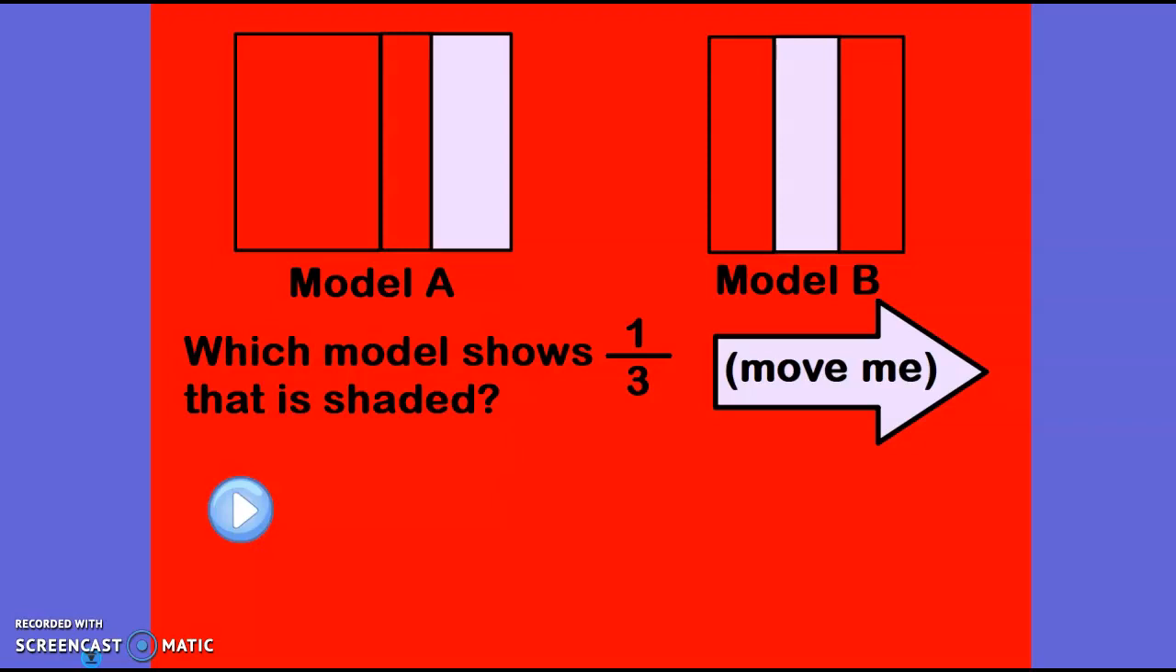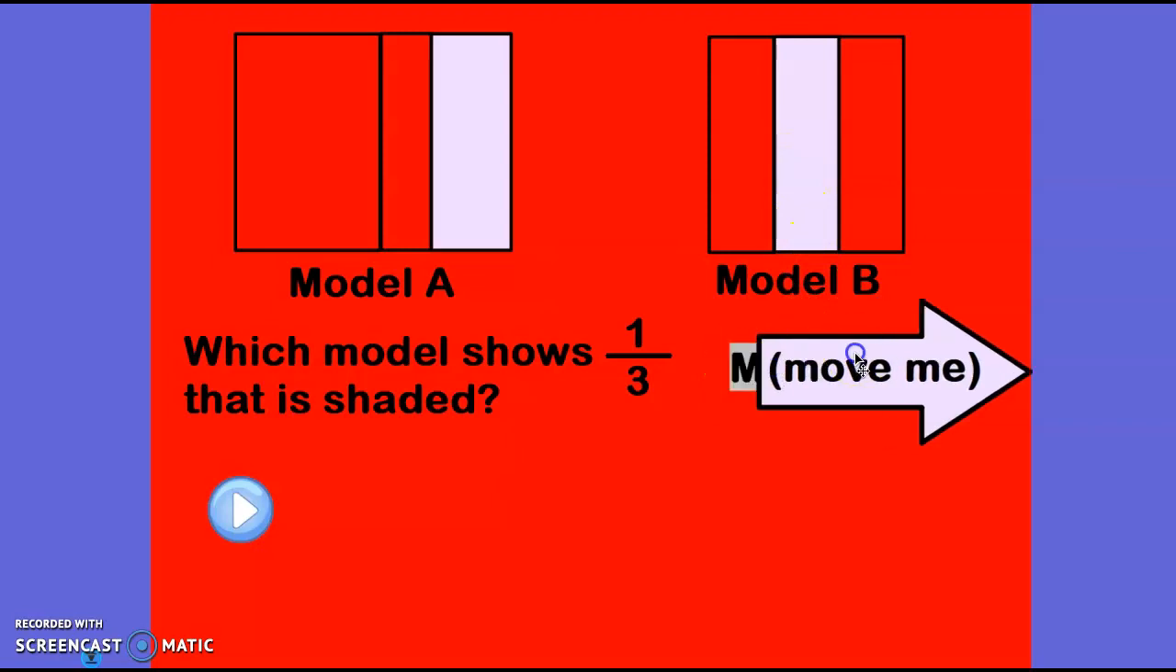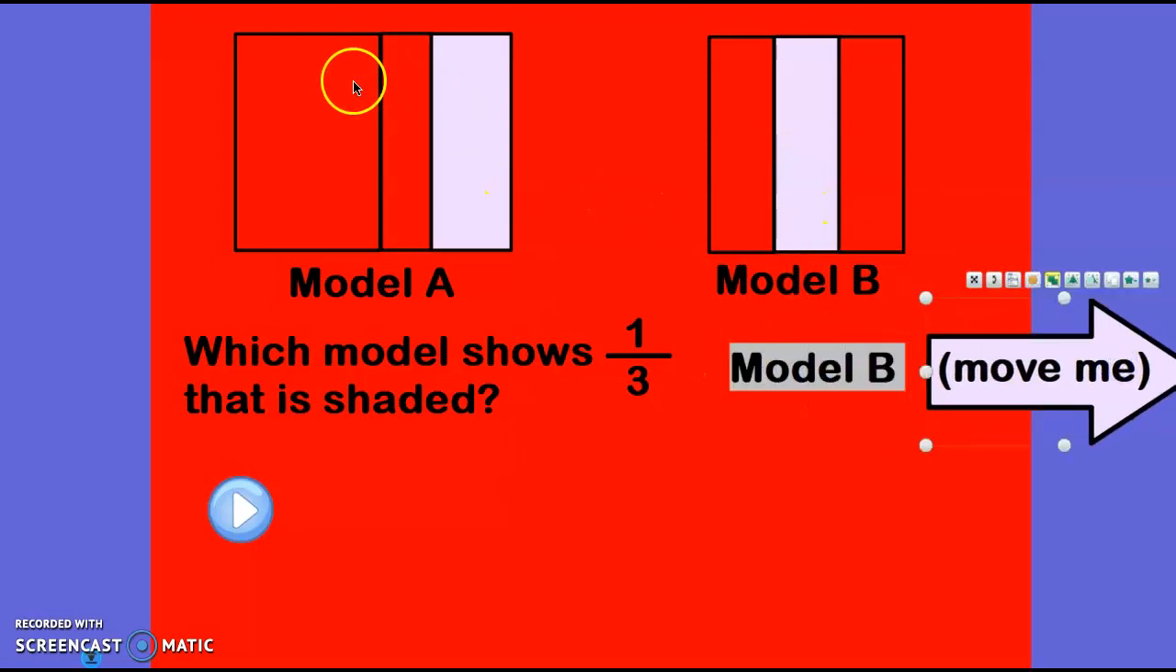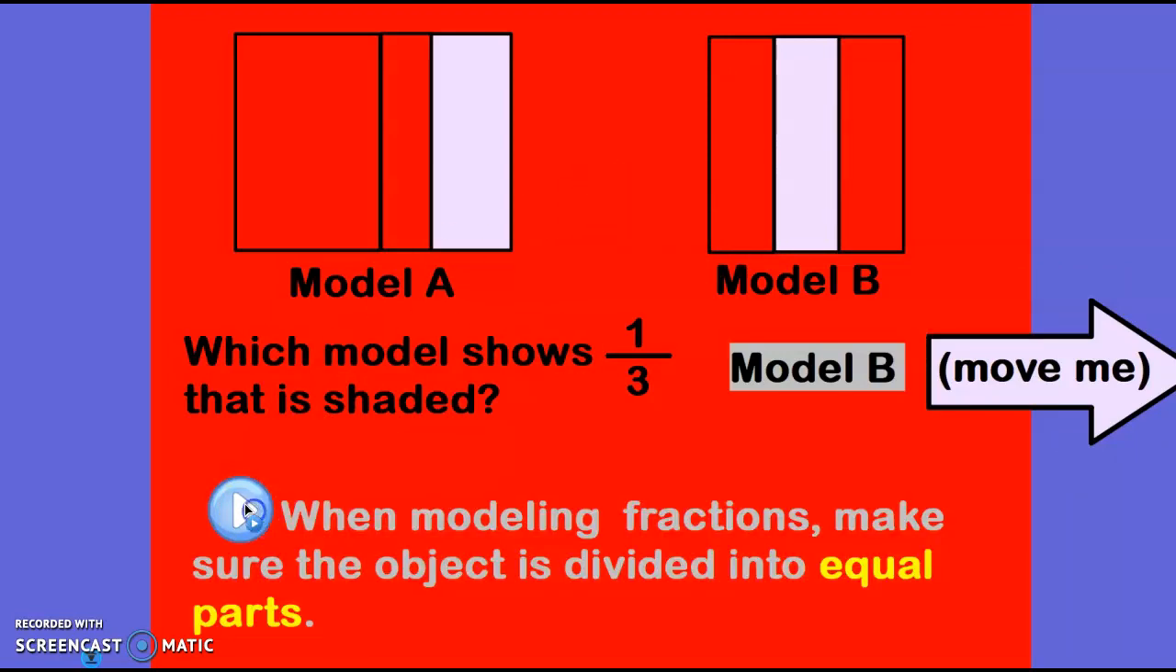When modeling fractions, make sure every part is equal. In this question, which model shows 1/3 that is shaded? Look at model A and model B. You'll find the answer should be model B, because look at model A, this part and this part are not the exact same size. In model B, every single part is equal in size, and therefore model B is the correct answer. Remember, when modeling fractions, make sure the object is divided into equal parts.